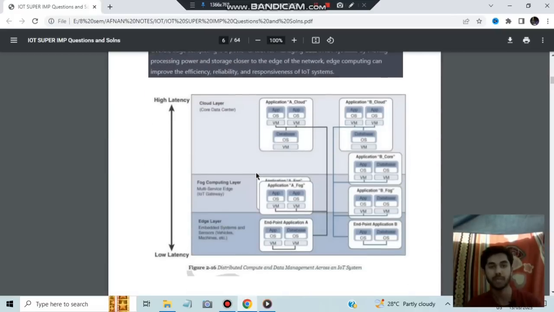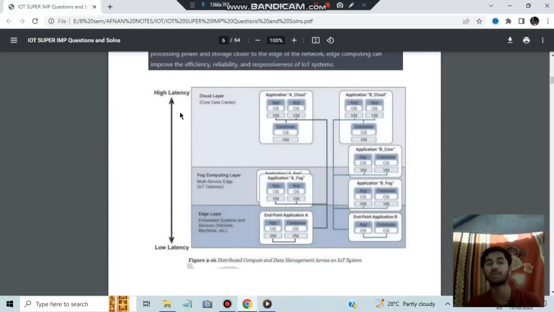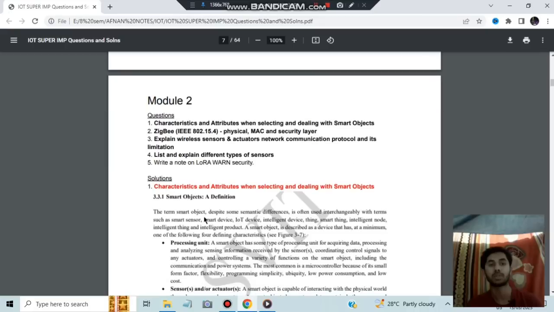Okay, and this is based on latency, we'll be doing the different types of storage: edge layer, fog computing layer, and cloud layer. High latency and low latency, based on that you'll be choosing the layers. Okay, that was about module 1.